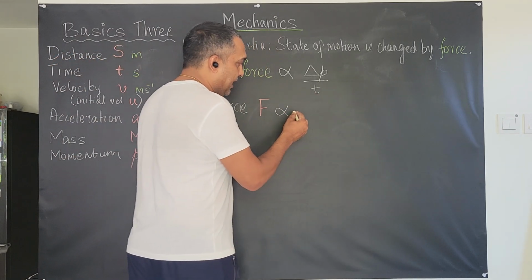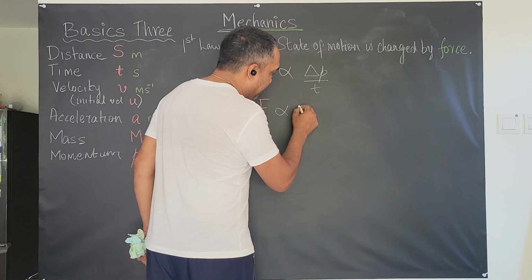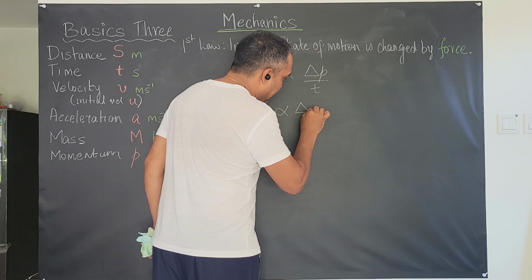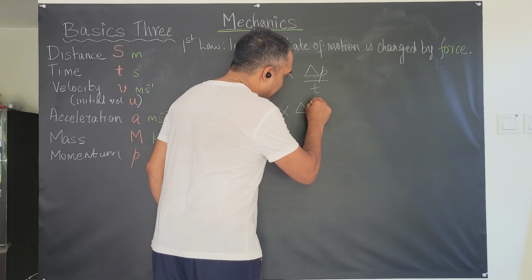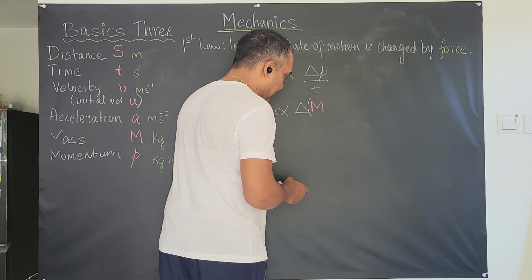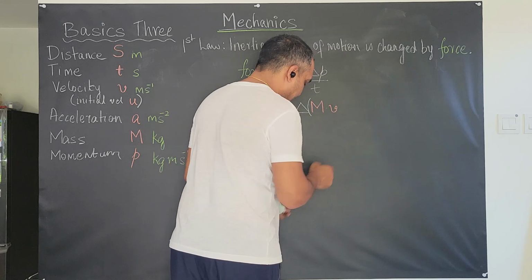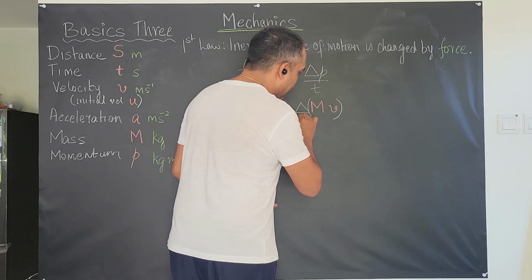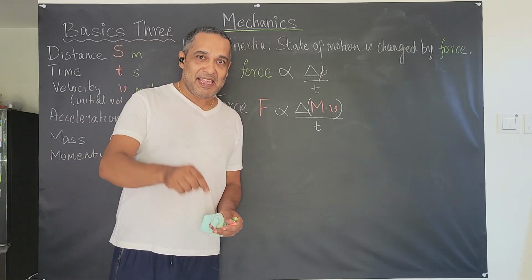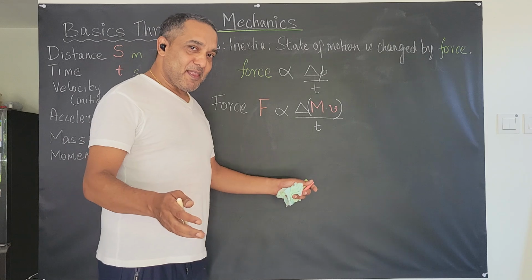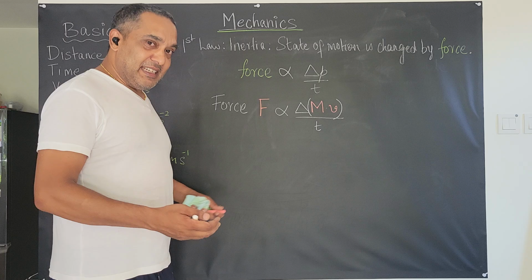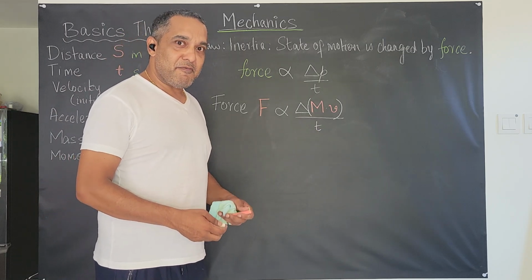So I will now write that as change in mass times velocity, which is delta mass actually times velocity over time. Now in classical mechanics, we won't go to Einsteinian mechanics. In classical mechanics, for most practical observable velocities and time, you don't see any change in mass. So mass is a constant.